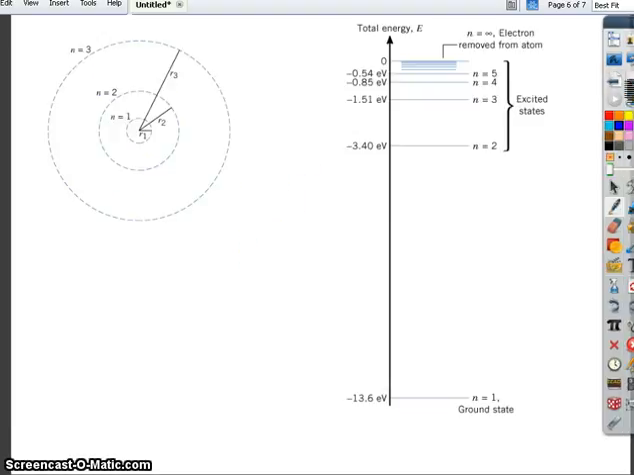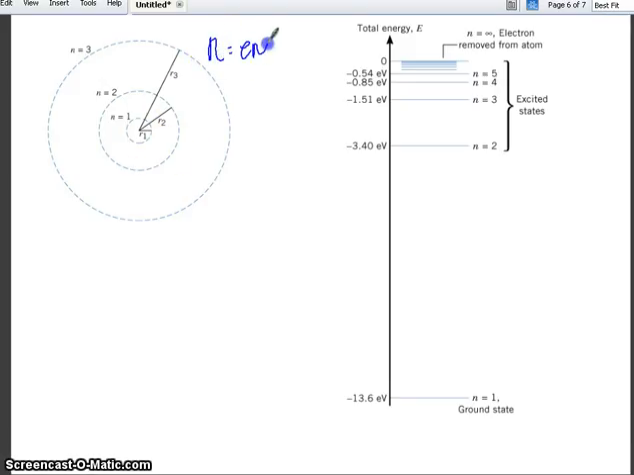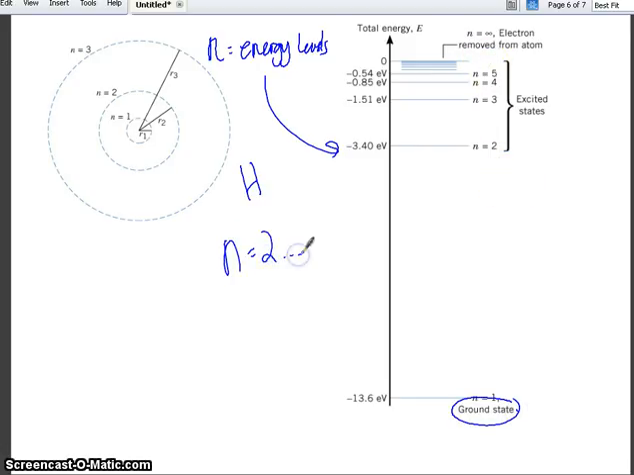So let's go back to Niels Bohr and his energy level diagrams. So we have different energy levels. These energy levels are denoted by the letter n. Okay, these are the different energy levels. And this is an energy level diagram for hydrogen. And you can see here, n equals 1 is called the ground state, and everything else after that, n equals 2 on, are called excited states.